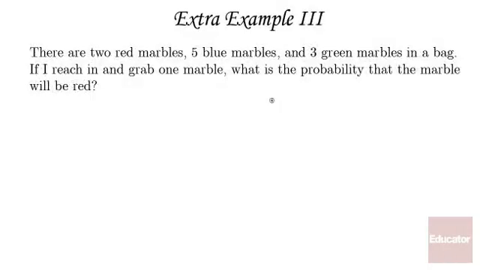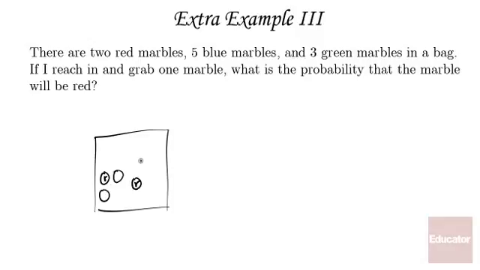Okay. More marbles. There are 2 red marbles, 5 blue marbles, and 3 green marbles in a bag. Okay, so let me draw my bag. So I have 2 red, red, red. I have 5 blue. 1, 2, 3, 4, 5. So blue, blue, blue, blue, blue. And I have 3 green. 1, 2, 3. Green, green, green.